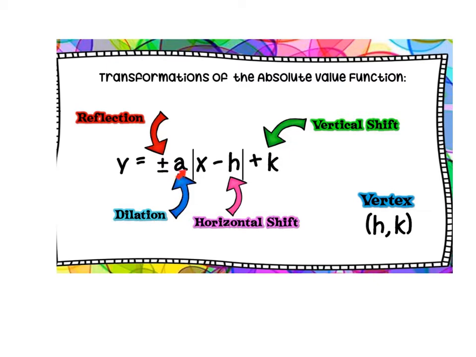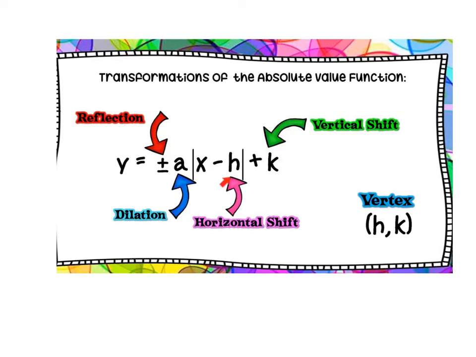The dilation, how it changes shape, is always this A value. If it is 1 or not there, then it's a nice 45-degree V shape. If it's greater than 1, then it's going to close. The shape gets narrower. If it's less than 1, it's going to get wider.